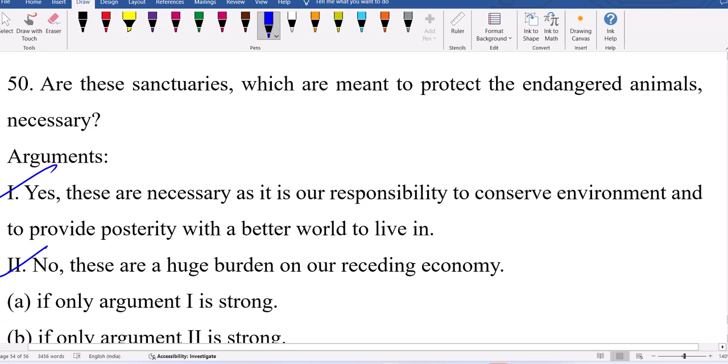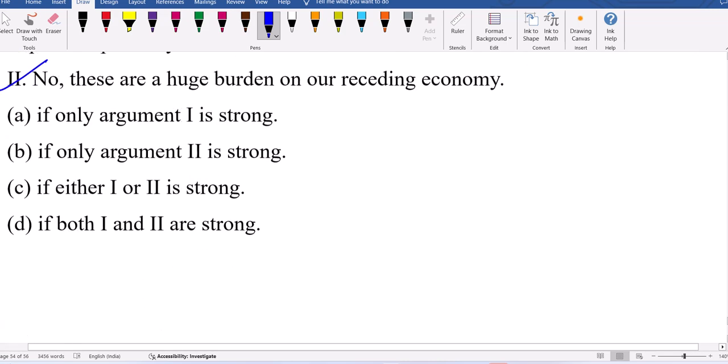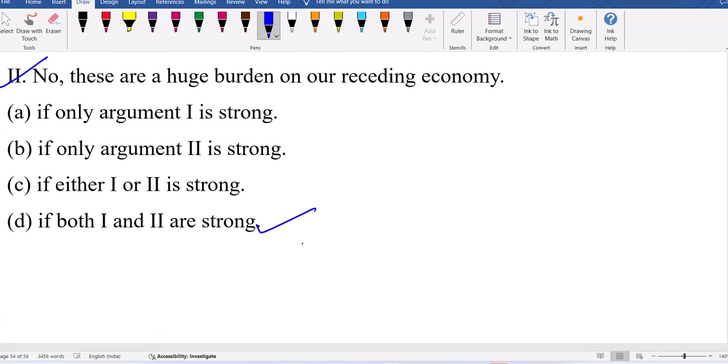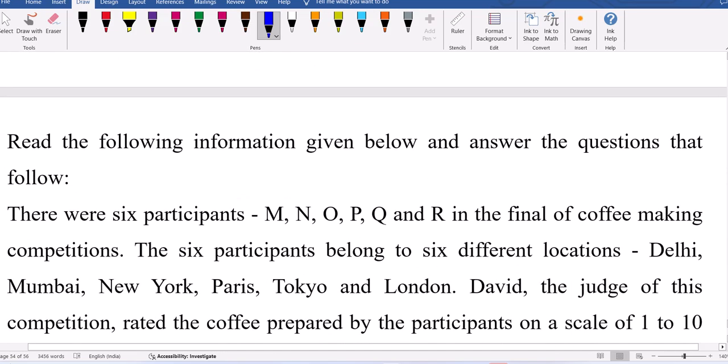Yes, this is practically correct. As more people are working, a burden on the economy will come. But the first one is also practically yes, we need to protect them and we need to create a better world to live in. Yes, both fine. Both are strong.